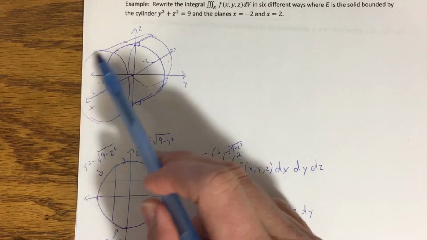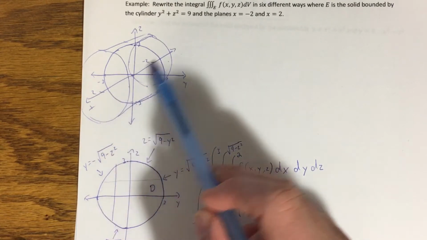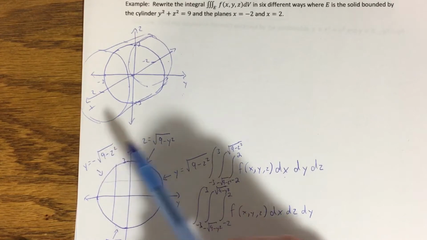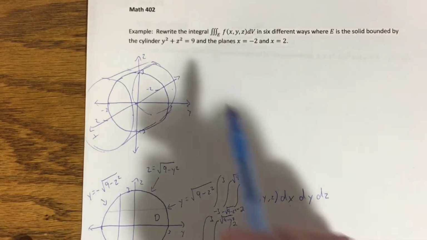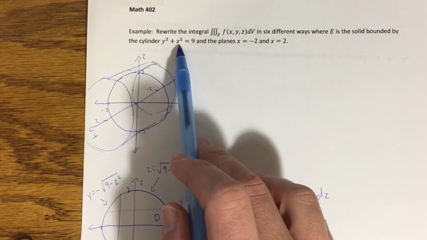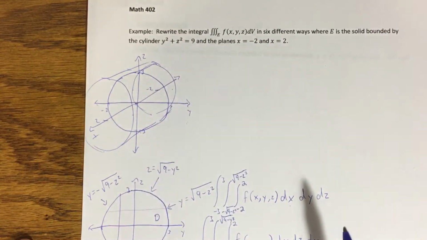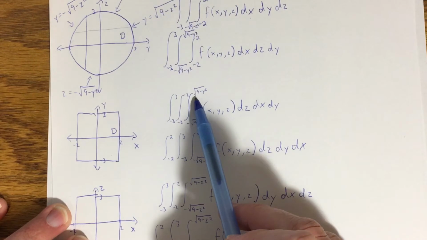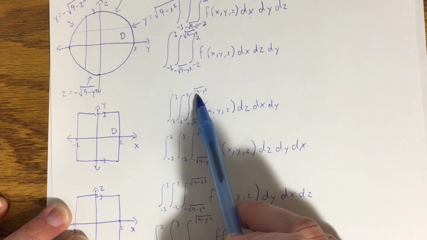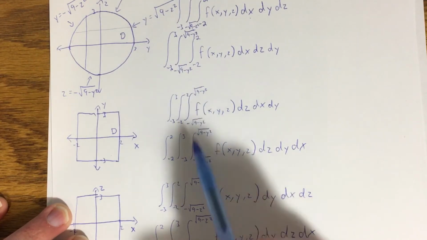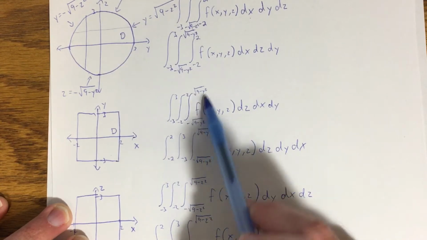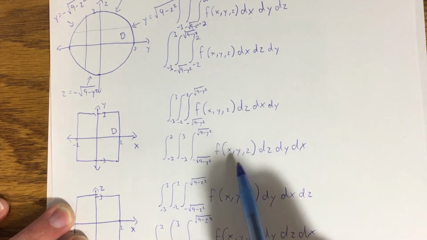Well, the top can be thought of as the top half of this cylinder, and the bottom can be thought of as the bottom half of this cylinder, where the cylinder is given by this equation right here. So if I solved this for z, I would get, it's kind of small here, positive square root of 9 minus y squared for my upper limit, negative square root of 9 minus y squared for my lower limit. Those are the limits of integration when I integrate with respect to z.